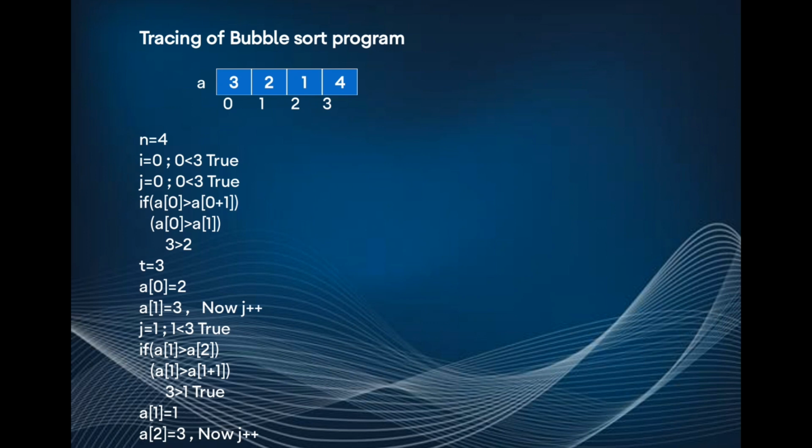Then we are checking for the condition again, that is, a of 1 is greater than a of 2. In the position of 1 it is 3, and in the position of 2 it is 1. So 3 is greater than 1, it is true. Then again we are going to swap the values. After swapping, in the position of a of 1, the 1 will be placed. In the position of 2, 3 will be placed. Now we are going to increment the j value.